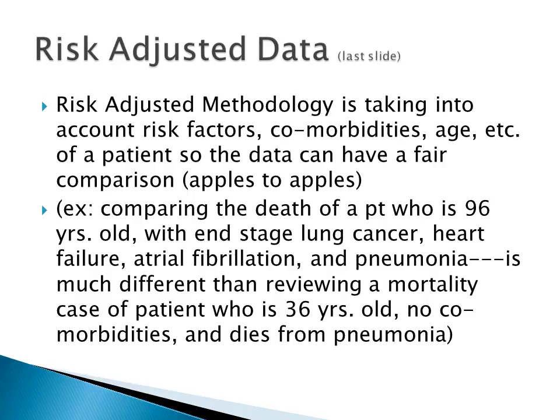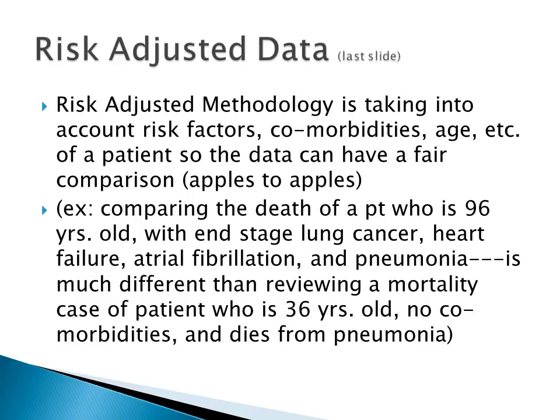So just a really quick example. Let's say we're looking at a patient who passed away. They're 96 years old. They have end-stage lung cancer. They have heart failure. They're an atrial fibrillation patient, and they have pneumonia. Looking at that pneumonia death is much, much different than looking at a mortality cause of a patient who's maybe only 36 years old, doesn't have any comorbidities, and then dies from pneumonia. We're not comparing apples to apples with those two patients, so we have to really take that into consideration, those comorbidities that 96-year-old patient has.